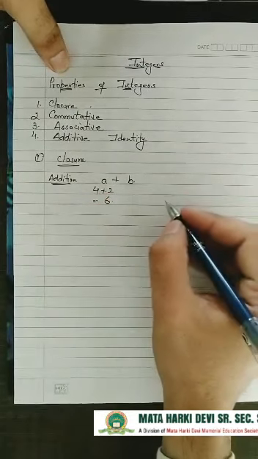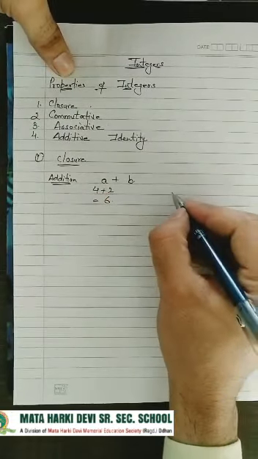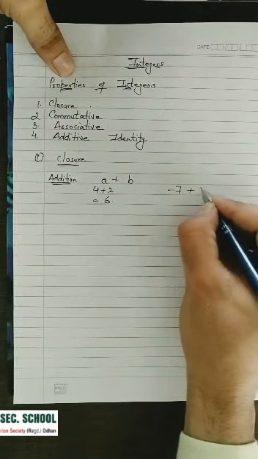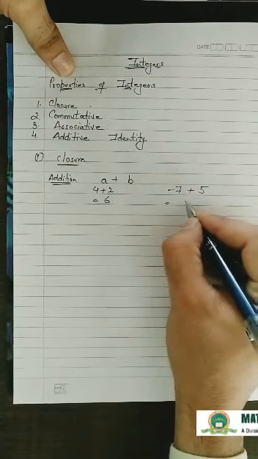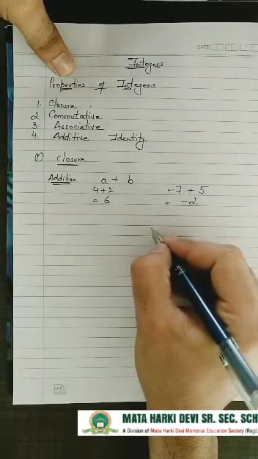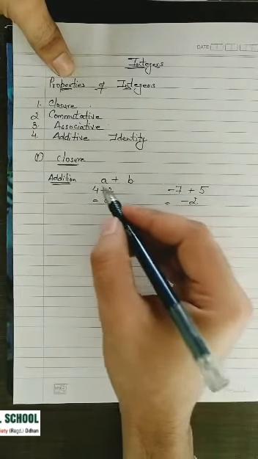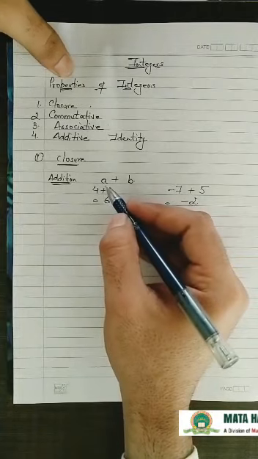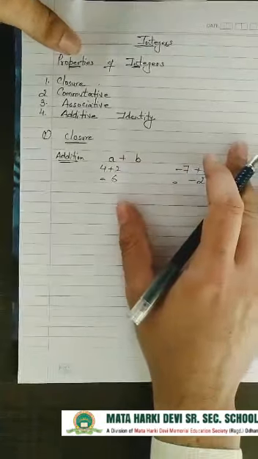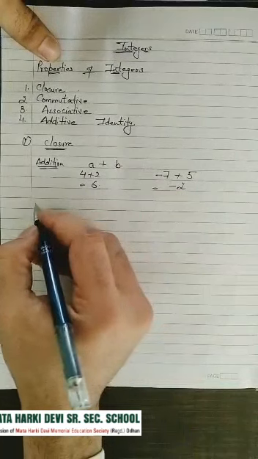You can also have a negative number, for example minus 7 plus 5, that gives minus 2. Here also the result is an integer. So the first property, that is closure property, is applicable for addition. Let us check if this is applicable for subtraction or not.